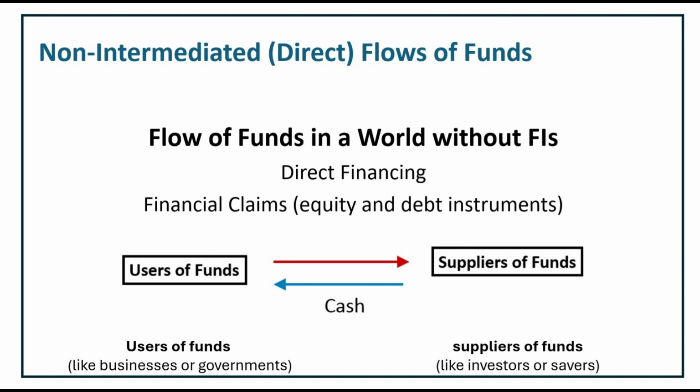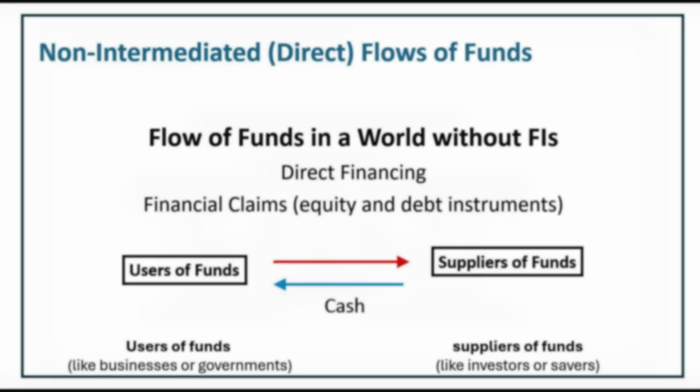In this setup, financial claims such as stocks or bonds are issued directly to investors. In return, cash flows from the suppliers to the users. No banks or intermediaries are involved. You can see this clearly in the diagram, where the user of funds is directly connected to the supplier, and the exchange of cash and financial instruments happens between them.